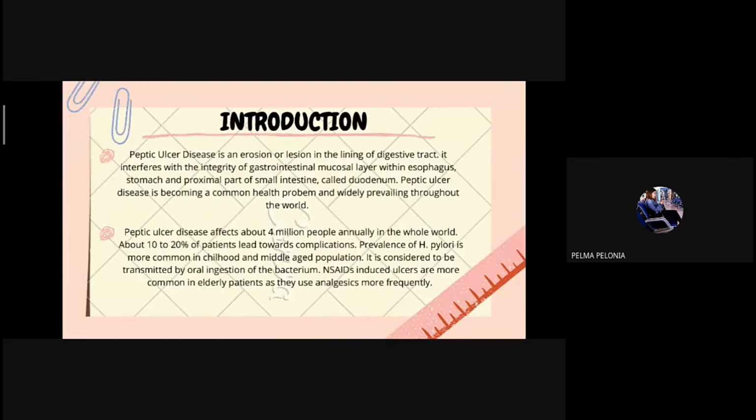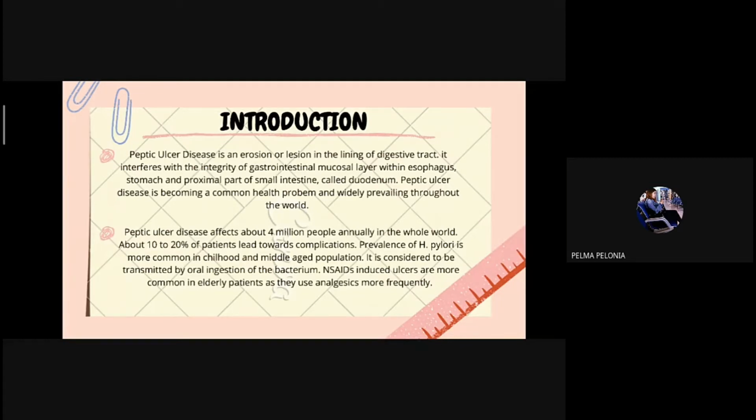For the introduction, peptic ulcer disease is an erosion or lesion in the lining of the digestive tract. It interferes with the integrity of the gastrointestinal mucosal layer within the esophagus, stomach, and the proximal part of the small intestine called the duodenum. Peptic ulcer disease is becoming a common health problem and is widely prevailing throughout the world. It affects about 4 million people annually in the whole world. About 10 to 20% of patients develop complications.